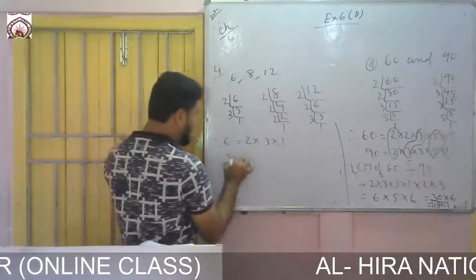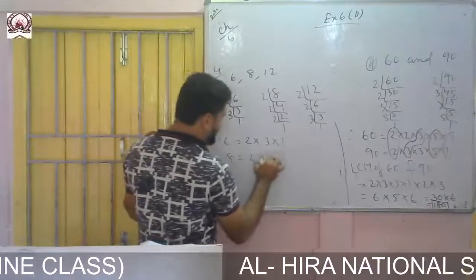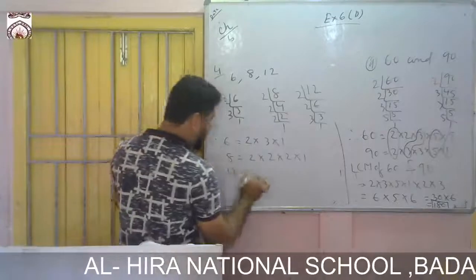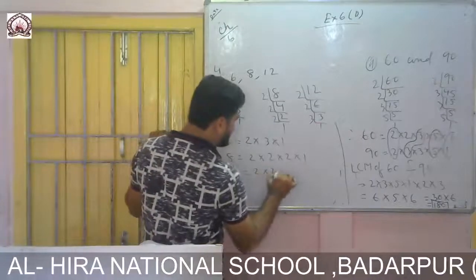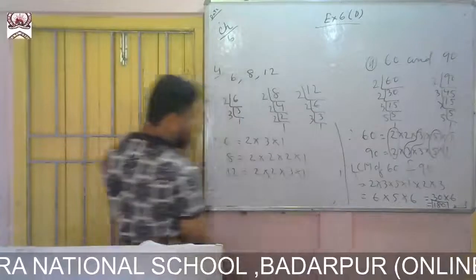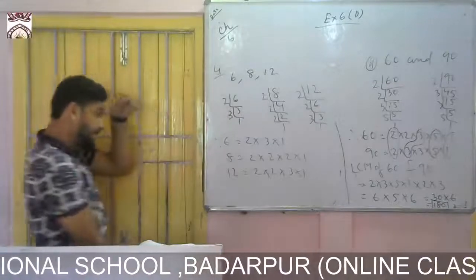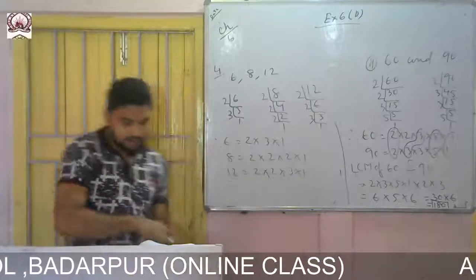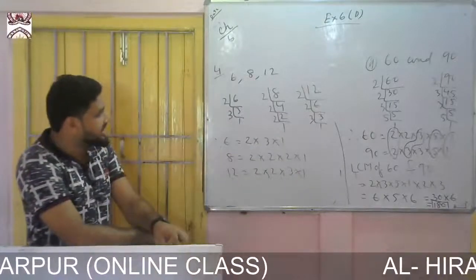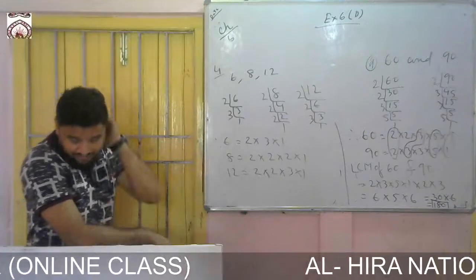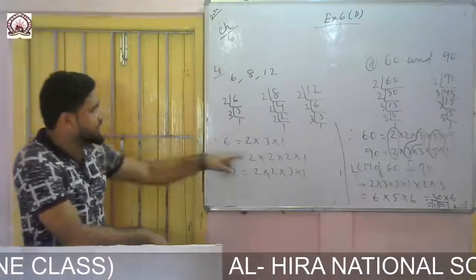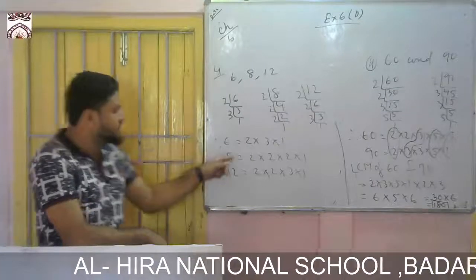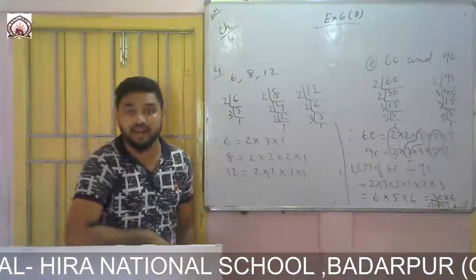Okay, then 8 equals to what? 2 into 2 into 2 into 1. Then 12 equals to what? 2 into 2 into 3 into 1. Now you see, in a line, which factor is repeating the greatest number of times?